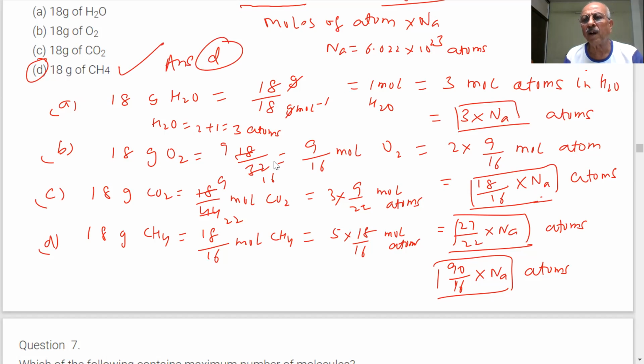So we can see 90 by 16. This is same, this is same, this is 3. 90 by 16 is more than 5, and that is only 3. Correct answer is D.